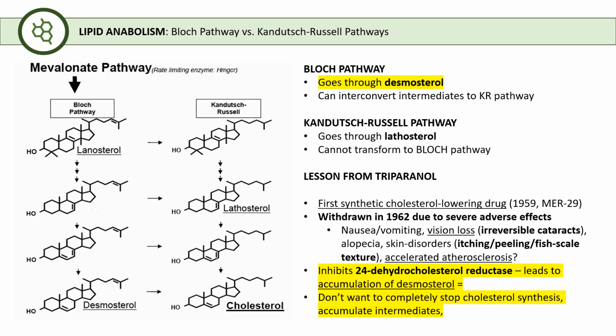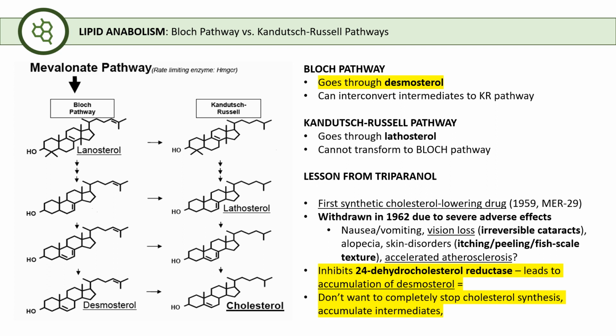Once we get to lanosterol, there have been two identified pathways that both eventually lead to cholesterol. They are interrelated, as you can see, the Bloch pathway being able to create intermediates that continue down the Kandutsch-Russell pathway, but not the other way around. We create desmosterol with the Bloch pathway, but do not create it with the Kandutsch-Russell pathway.